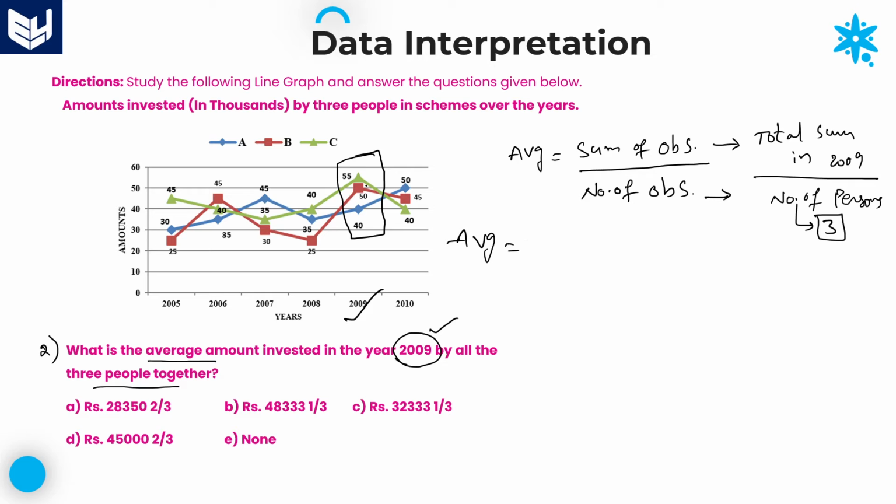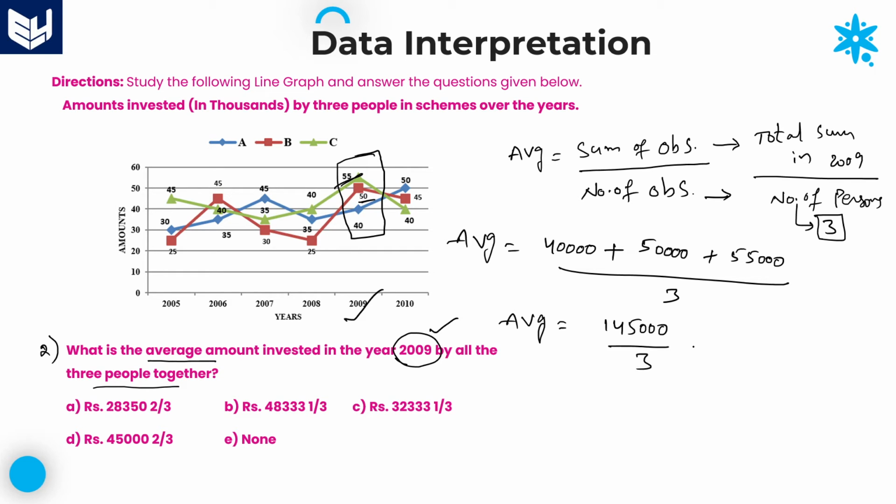In 2009, total sum is equal to, first A, the value of A is 40,000 plus the value of B. B is red color, which is 50,000. And then C is 55,000, green color, 55,000, divided by number of persons, which is equal to 3. Now you can calculate the required average value. See, 40 plus 50, 90,000. 90,000 plus 55,000, which is equal to 1,45,000.